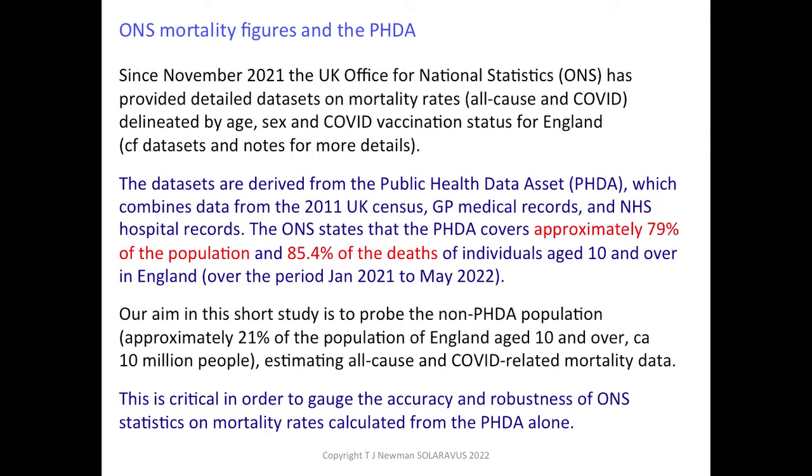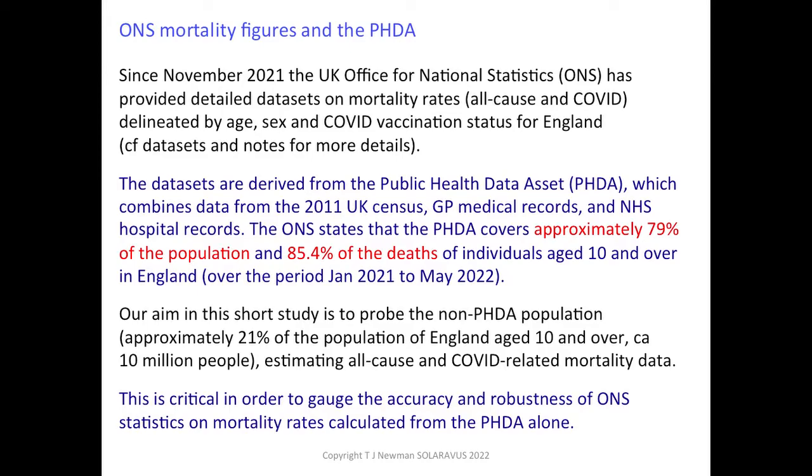So moving on then to talk about the database that the Office for National Statistics is using. It's something called the Public Health Data Asset, and it combines data from the previous UK census in 2011, from general practitioner medical records and also from hospital records. And the ONS states that this database covers approximately 79% of the English population of individuals aged 10 and over, and actually accounts for over 85% of the deaths in the period January 21 to May 2022.